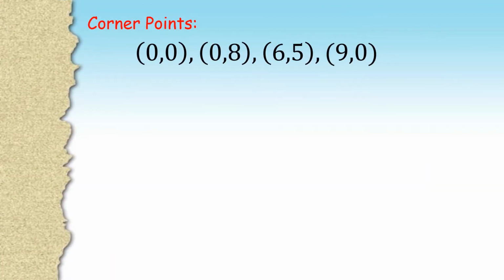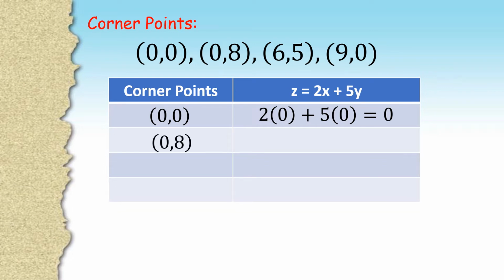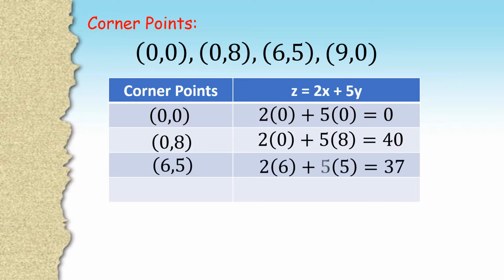From the corner points, we are going to substitute them in our objective function, Z equals 2x plus 5y. So in substituting this one, at (0, 0), Z is equal to 0. And then at (0, 8), we have Z equal to 40. And then at (6, 5), we have 37. And at (9, 0), it is equal to 18.